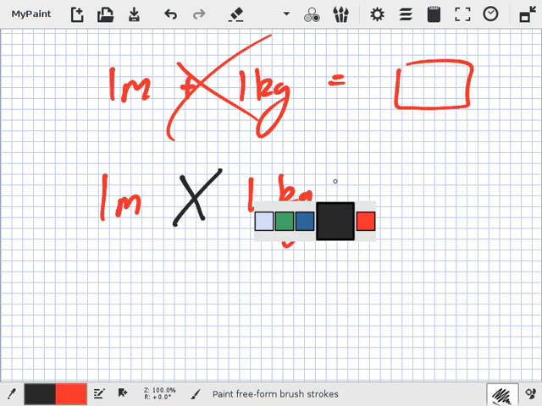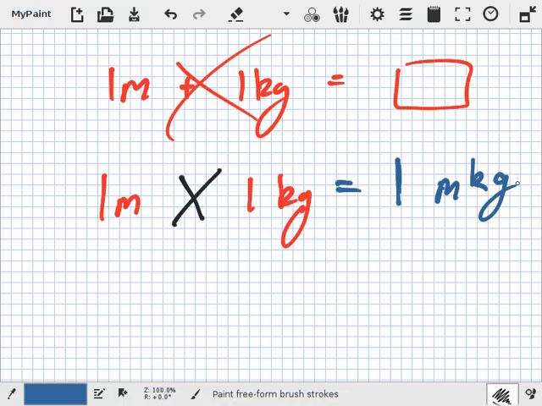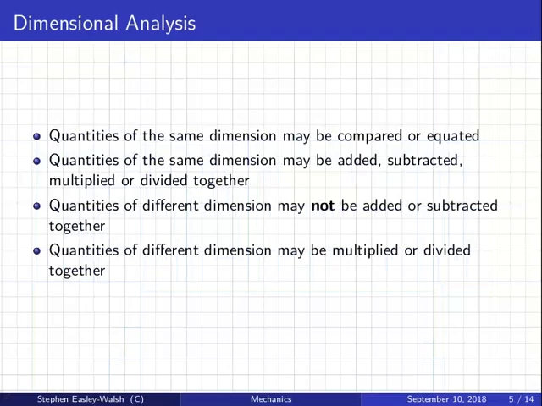What would that actually be? 1 what? Yeah, 1 meter kilogram, or kilogram meter. So you're allowed to do that. That's no problem. And it actually makes more sense if I wrote 1 meter divided by 1 second. What would that be? 1 meter per second. I think we all know this, right? This is familiar stuff.